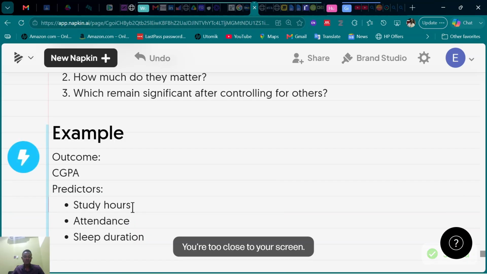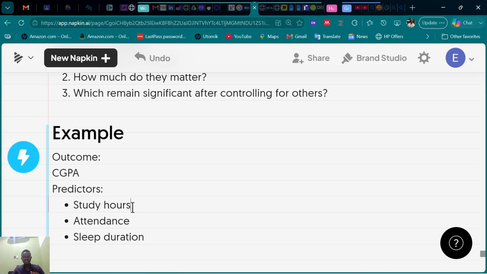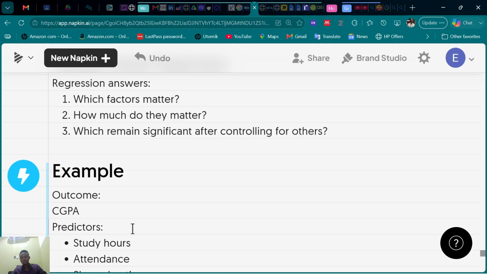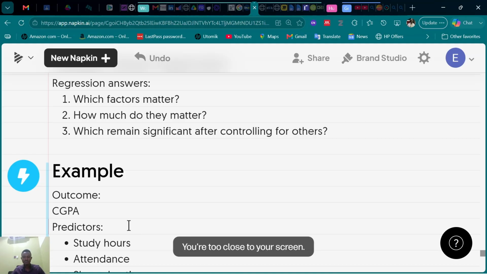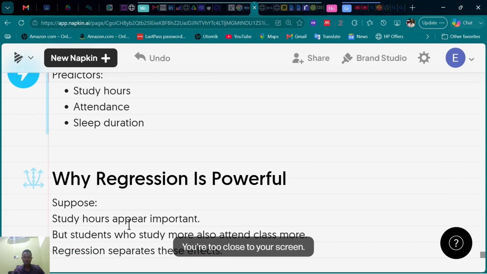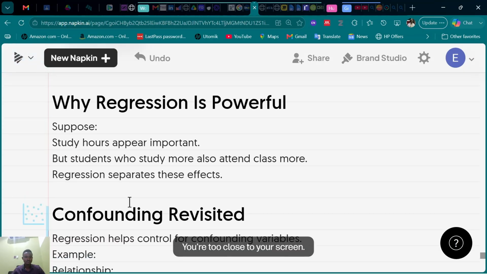And so when you are working on just study hours and you have a significant difference, you shouldn't just say that, okay, that is it, and so you are good. No, you have to go ahead. The moment there is a significant difference, you run a regression analysis to know other factors that contribute to the performance of the students. All right, good. So as I mentioned, study hours appear important, but students who study more also attend class more. And so regression will separate these effects.